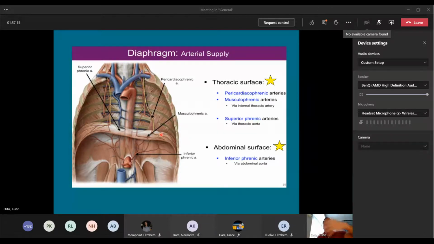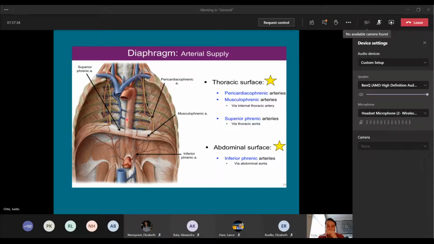Your internal thoracic keeps going down, and basically what's going to happen is it's going to split into the musculophrenic arteries, which is then going to also supply the diaphragm. So you see right here, splitting again to form the musculophrenic arteries to supply the diaphragm.